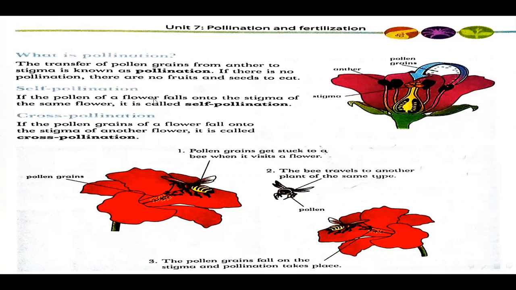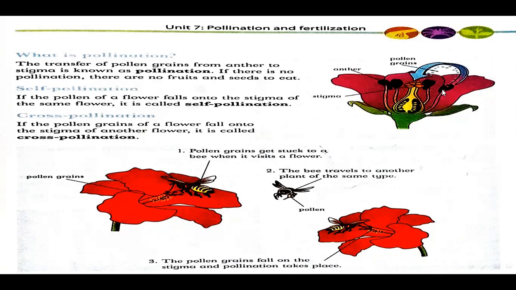If the pollen of a flower falls onto the stigma of the same flower, it is called self-pollination. I told you before, pollen of a flower falls onto the stigma of the same flower, it is called self-pollination. And cross-pollination: if the pollen grains of a flower fall onto the stigma of another flower, it is called cross-pollination.